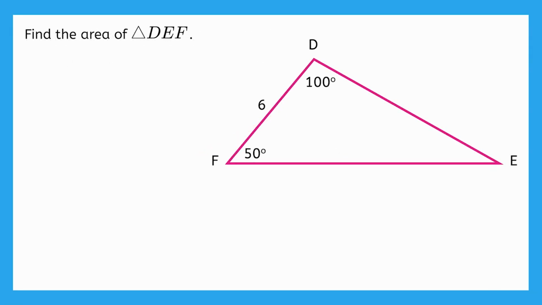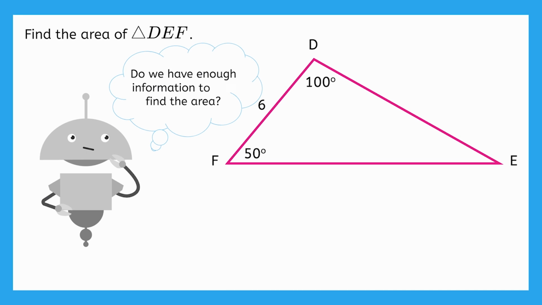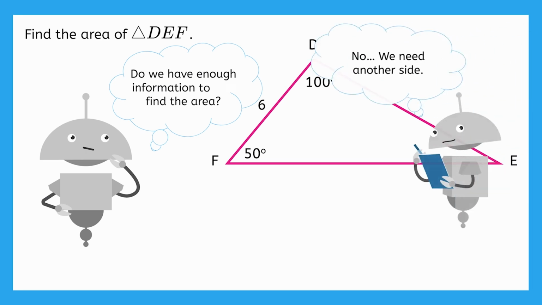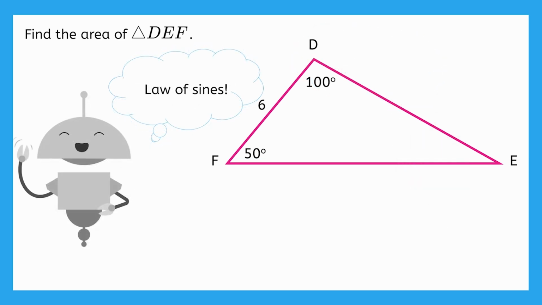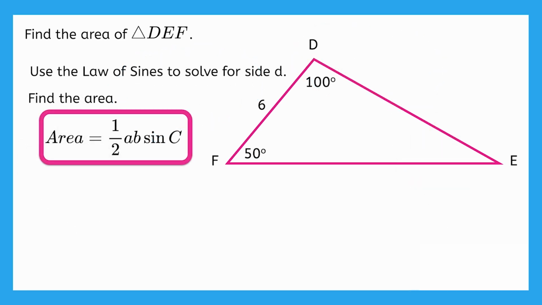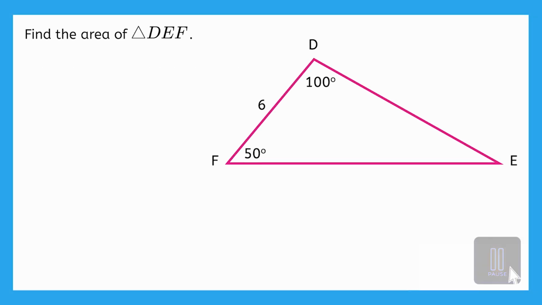Try this last example. Find the area of triangle DEF. Do we have enough information to find the area? Not quite. We need to find another side length. How can we do that? Right, law of sines. Use the law of sines to solve for side D, then find the area. Pause the video now. Review your work with me.